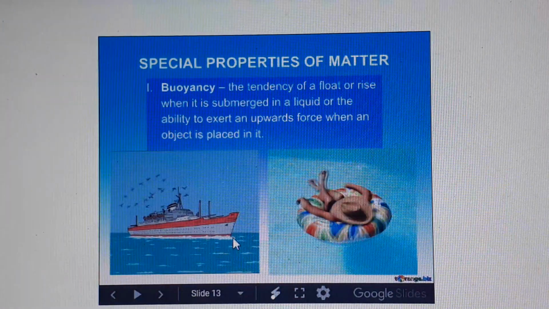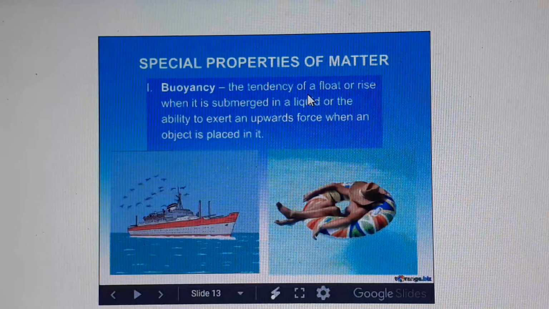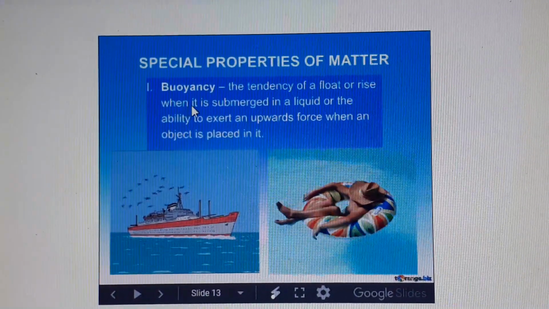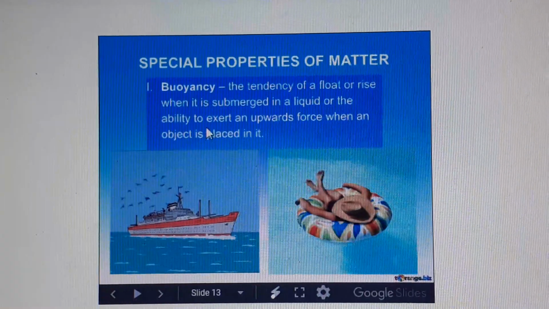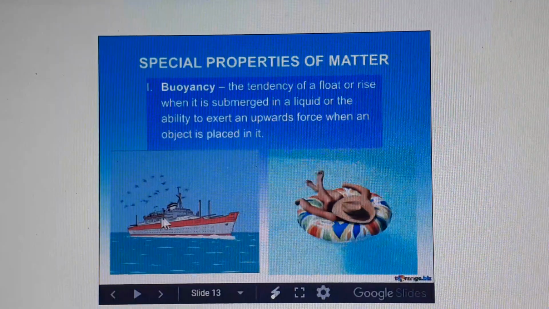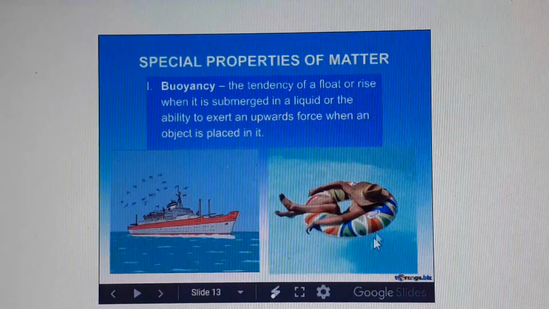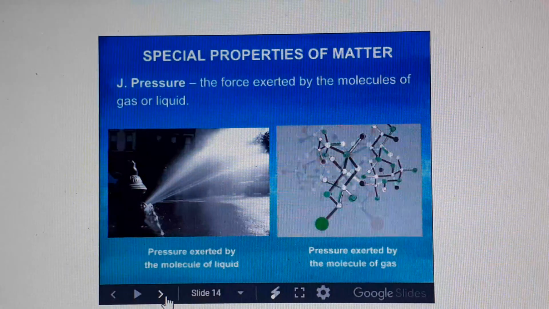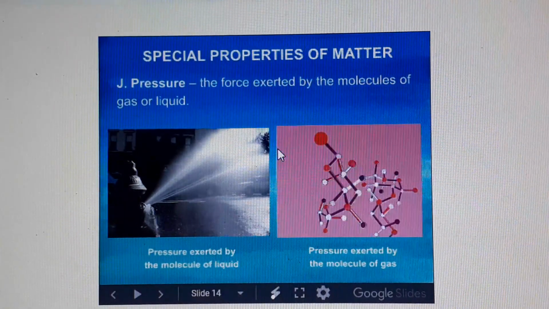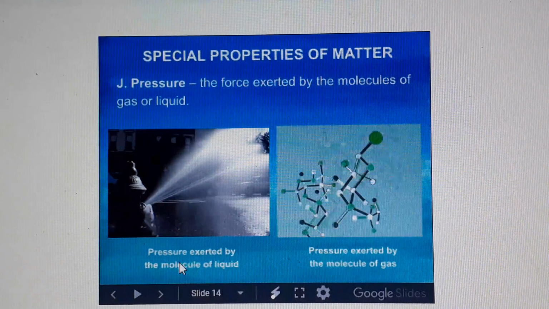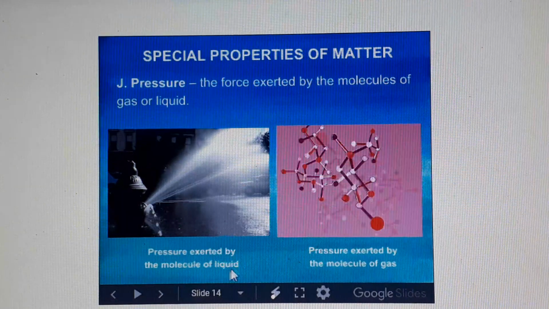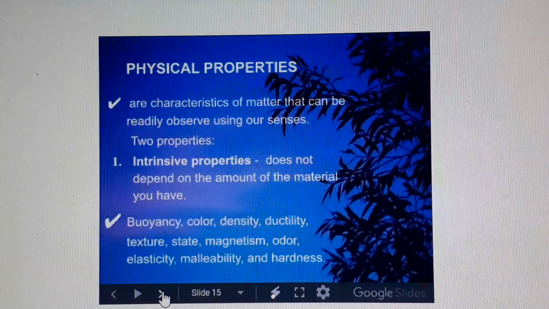Next, buoyancy. The tendency to float or rise when submerged in a liquid, or the ability to exert an upward force when an object is placed in it, like this boat. Next, pressure. The force exerted by the molecules of gas or liquid. Pressure exerted by the molecules of liquid and pressure exerted by the molecules of gas.